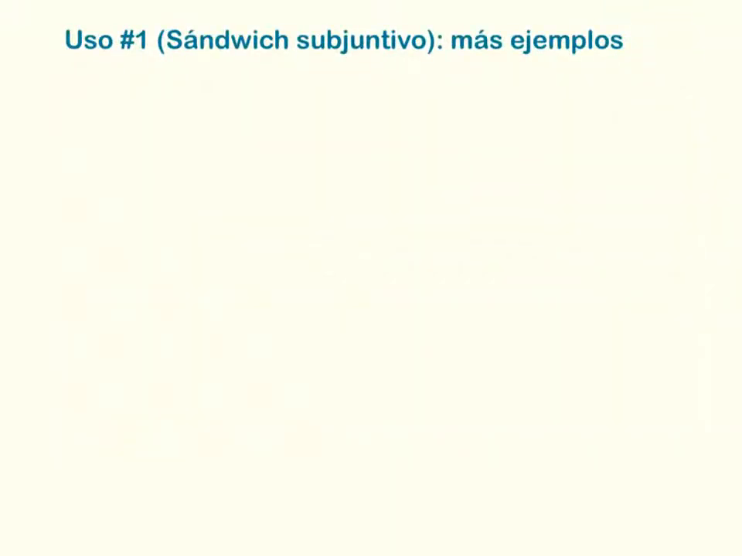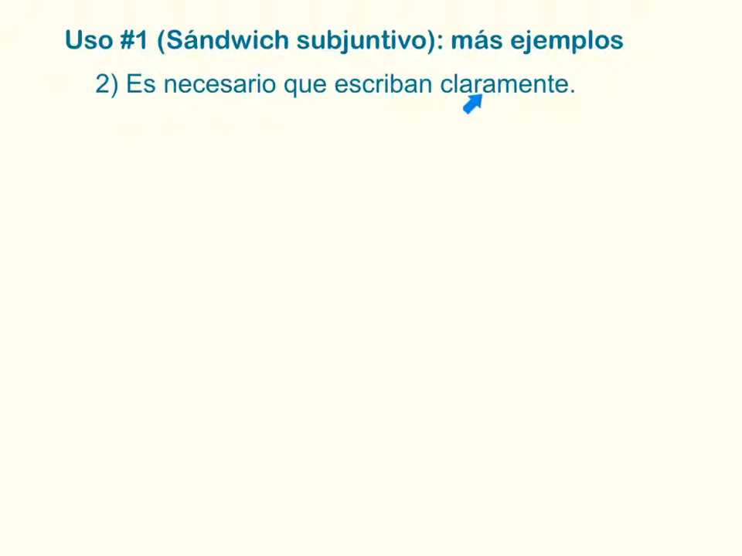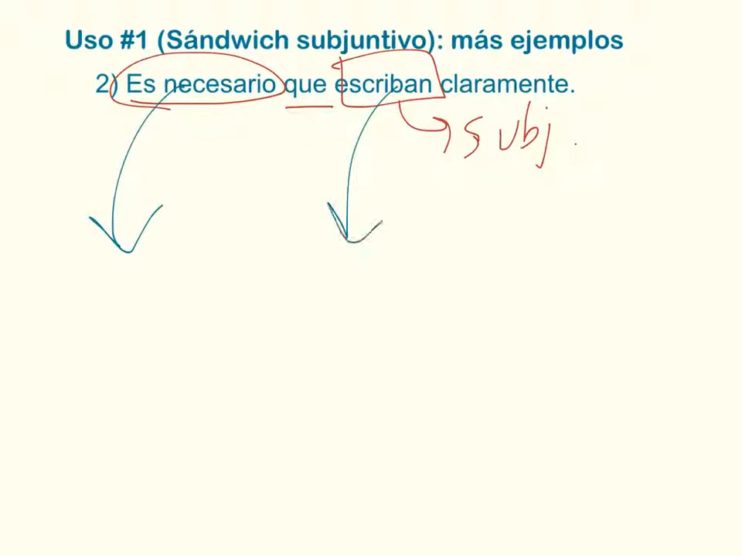Okay, so uso número uno, which is the three-part format of the sandwich subjuntivo, más ejemplos. Okay, so here we have another sentence. Es necesario que escriban claramente. Es necesario que, and then escriban will be our subjunctive. Right now, everything is in the present tense. So I'm going to turn both of these into past tenses. This will still be the trigger. Que will stay the same. And the subjunctive will become the imperfect subjunctive when I rewrite it.